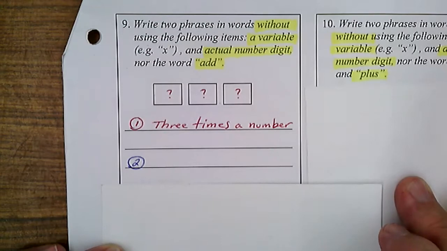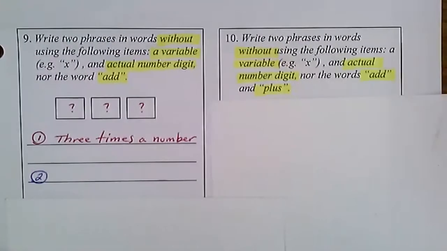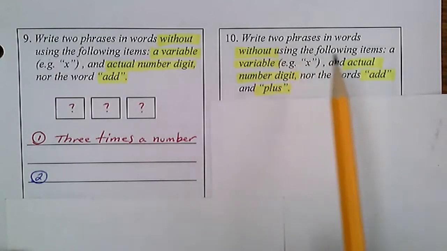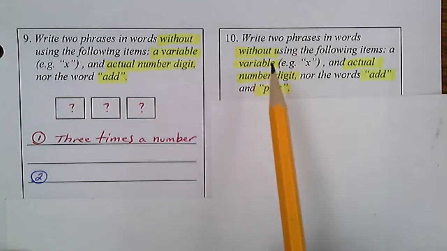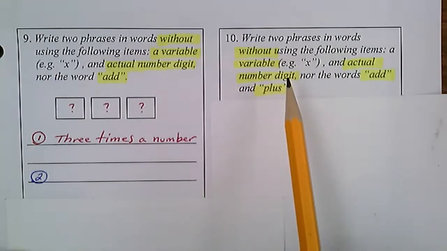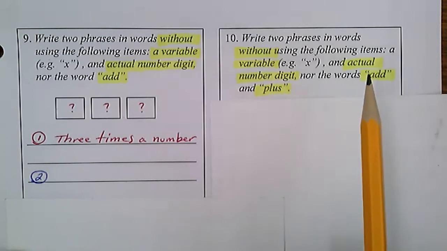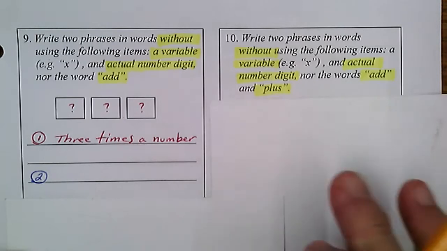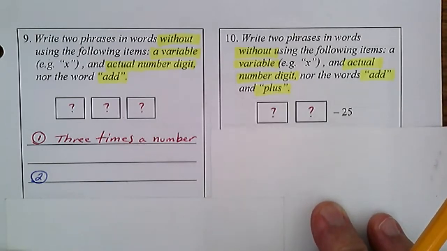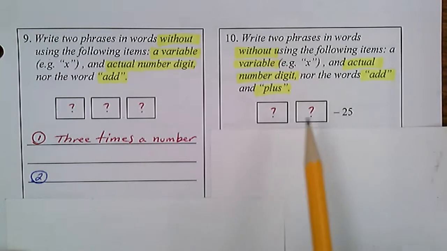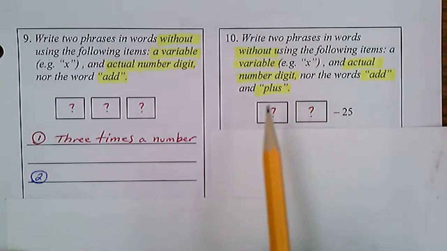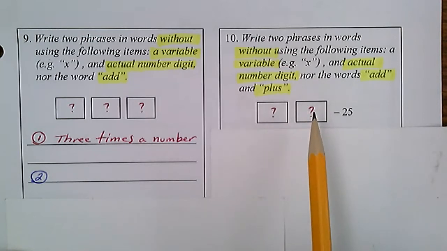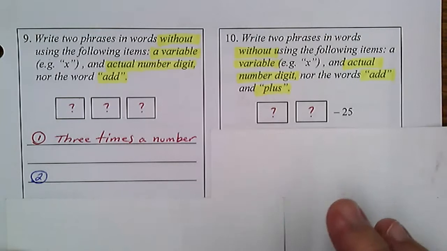All right. Number 10. Write 2 phrases in words without using the following items. We can't use a variable, we can't use an actual number digit, and we can't use the word add, and we also cannot use the word plus. So no add and no plus. This is what it looks like. Okay, so it does have a minus, but we have to figure out how we're going to deal with this right here. So it's an amount, and then the same amount, and then minus 25.